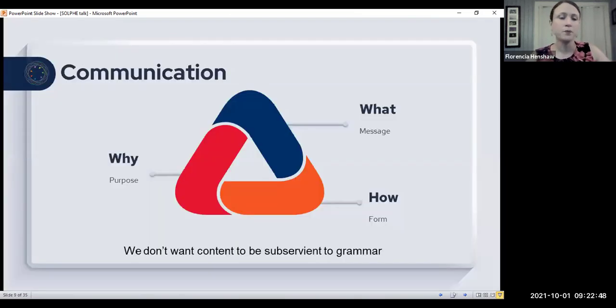So thinking of communication in our language classrooms, hopefully, we're thinking of why, what, and how, right? We need to have a purpose for what we're trying to convey, and then we figure out the how, what forms are we going to need to communicate that. And again, hopefully, we don't want content to be subservient to grammar, right? So you don't start with the grammar and then figure out what we're going to talk about. Rather, you figure out what you're going to talk about, and then you figure out the how.